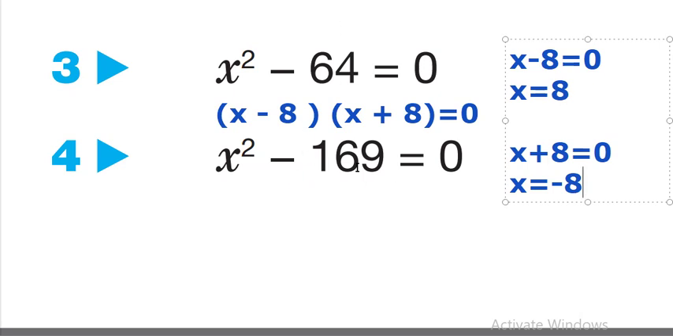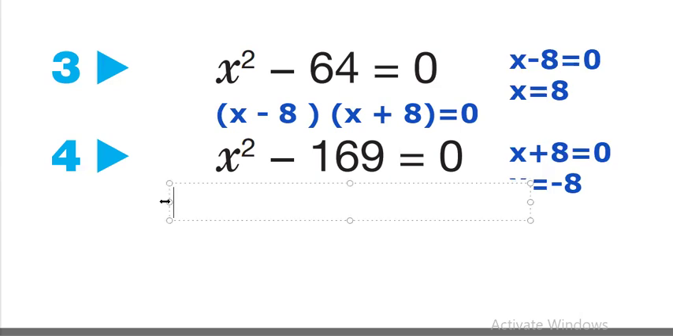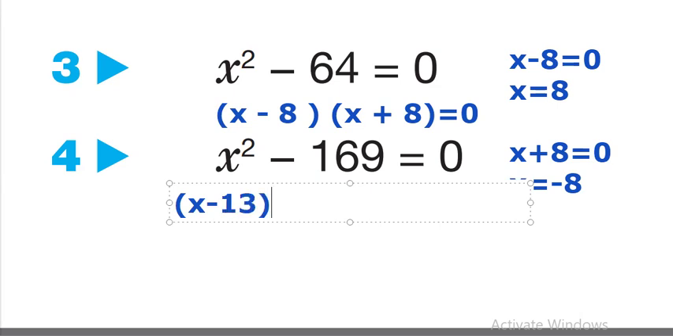Same idea here. Now, if you have a big number and you don't know how to find it, you can square root the number. So you come to the calculator, use the square root of 169, and the answer is 13. So the double brackets here will be x minus 13 and x plus 13. So x minus 13, close bracket, and x plus 13, close bracket, and then equals 0.